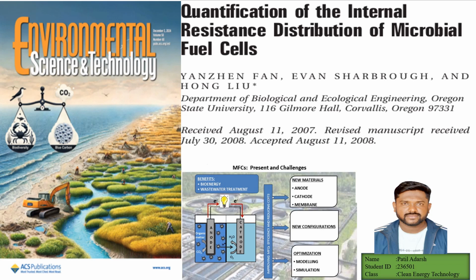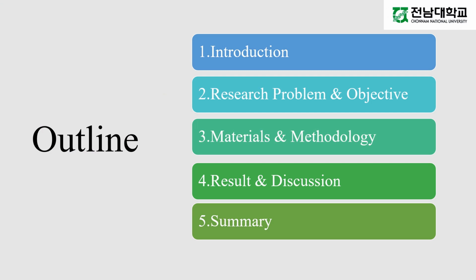I am presenting a research article titled Quantification of the Internal Resistance Distribution of Microbial Cells. This article was published in 2008 in the Journal of Environmental Science and Technology, which is part of ACS Publications. The outline of the presentation is Introduction, Research Problem and Objective, Materials and Methodology, Results and Discussion, and Summary of the article.